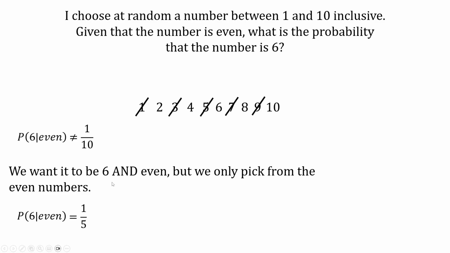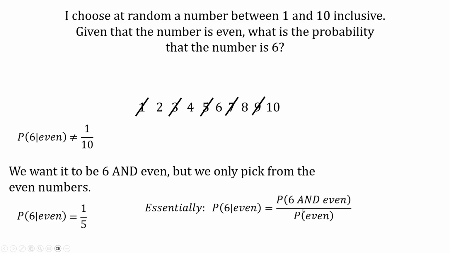Essentially what I did here was I said the probability of it being 6, given that it's even, is the probability that it's 6 and even, divided by the probability that it's even, i.e. we're only picking from the even numbers. This is what this means at the bottom. In this case here, we were picking from all 10 numbers. But here we're only picking from the even numbers because I've been told that we're only picking an even number.